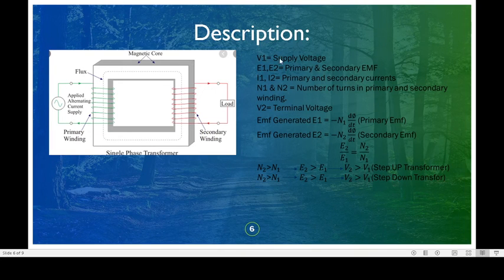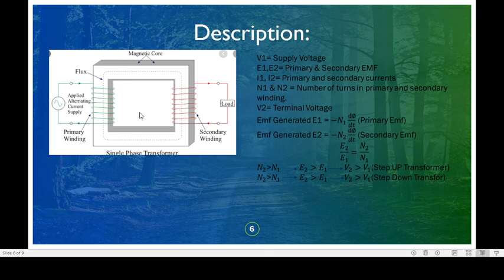Now coming to the topic of a single phase transformer. This figure shows a single phase transformer. In this, the magnetic laminated core is shown by the gray color. The green color shows the primary winding, whereas the red color shows the secondary winding. An alternating voltage is applied onto the primary winding, whereas a load is connected across the secondary winding, across which the terminal voltage, let us say V2, is to be measured.